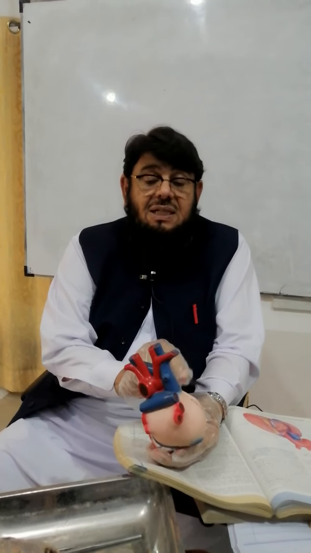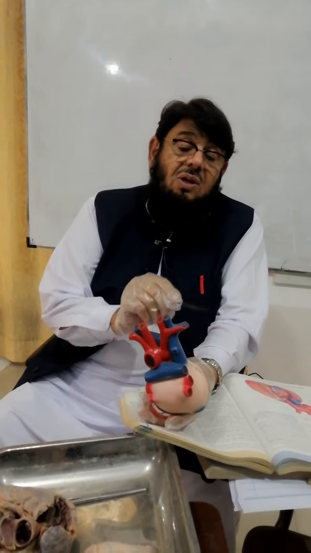Okay, now the right atrium, look over here, this is the right atrium. In an anatomical position, the right atrium lies to the right and anterior to the left atrium, which lies to the left and posterior. And this right atrium, number one, it forms the right border of the heart. And number two, it contributes to the formation of the anterior sternocostal surface of the heart.